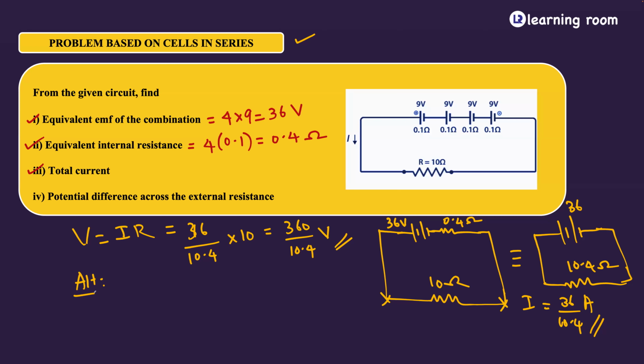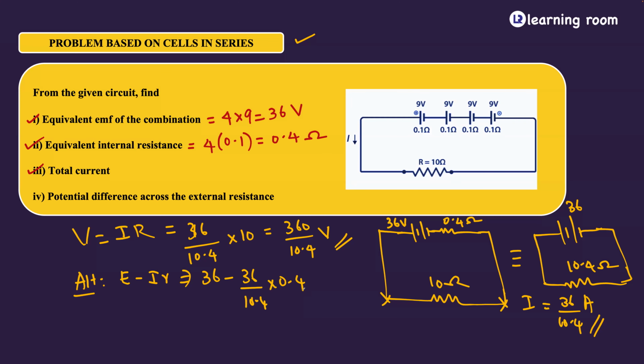Or else the alternate way is, just to give you a different perspective, I can find the terminal potential difference here. So what is going to be the terminal potential difference? It will be E minus I into R. What is the value of E? 36 minus I, which is 36 divided by 10.4, into R, which is 0.4. So when you solve this, you will get the same answer.